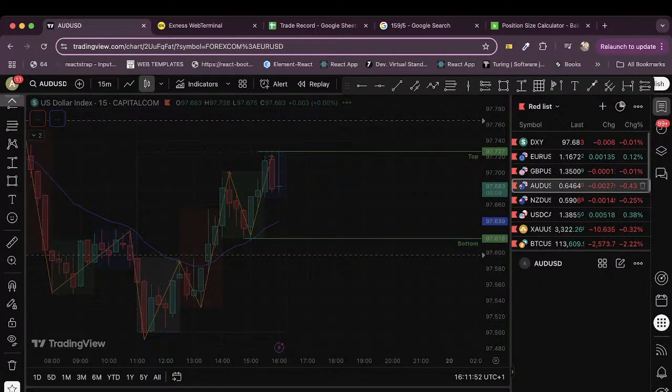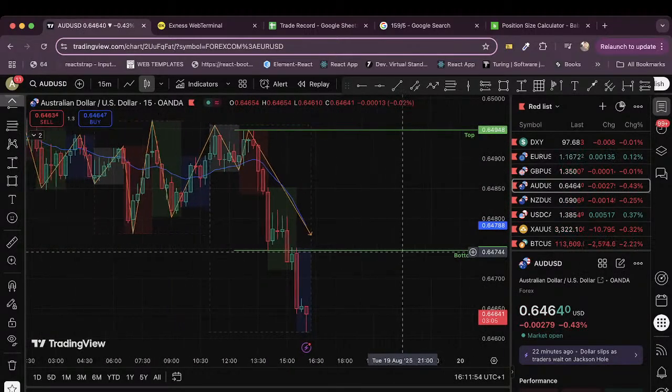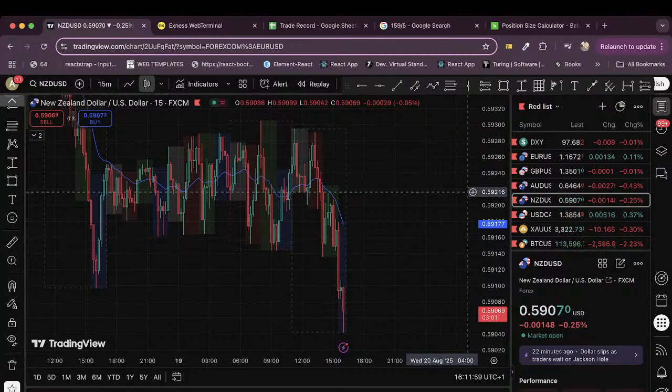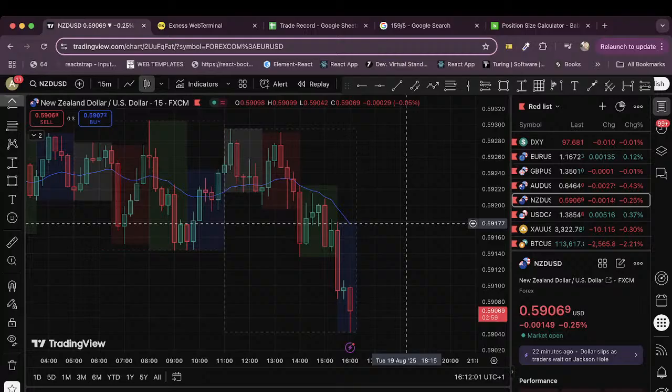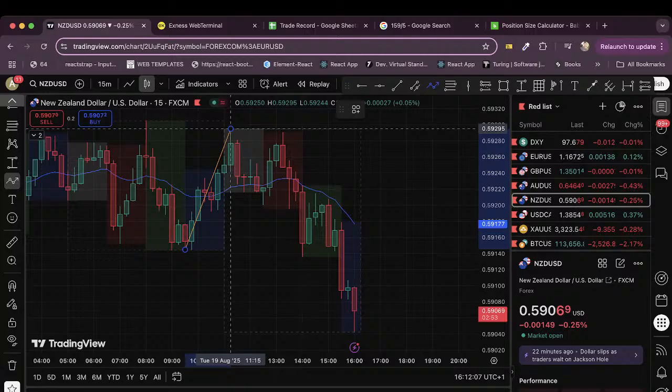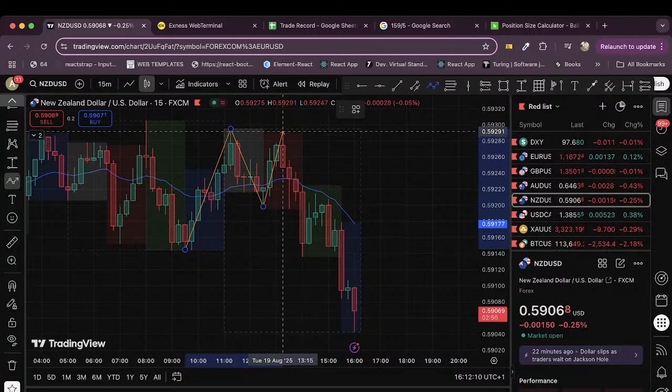Australian dollar USD, what's going on? Still selling. New Zealand dollar is already, you see another setup here. Do you guys remember the M movement? I told you guys about the M movement yesterday. Who remembers?